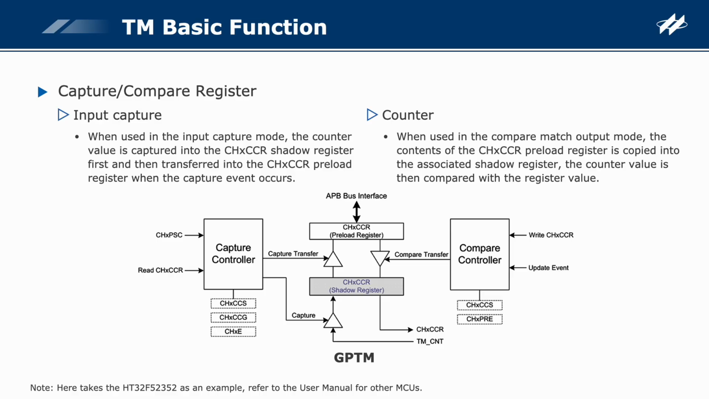Each capture input or compare match output channel is composed of a preload register and a shadow register. Data access of the APB bus is always implemented by reading or writing the preload register. When used in the input capture mode, the counter value is captured into the CHX-CCR shadow register first and then transferred into the CHX-CCR preload register when the capture event occurs. When used in the compare match output mode, the contents of the CHX-CCR preload register is copied into the associated shadow register. The counter value is then compared with the register value.